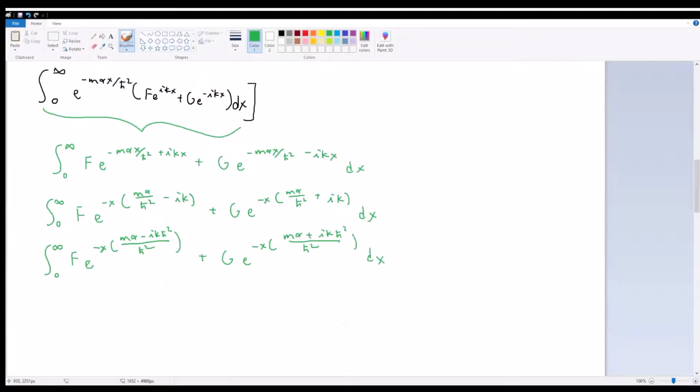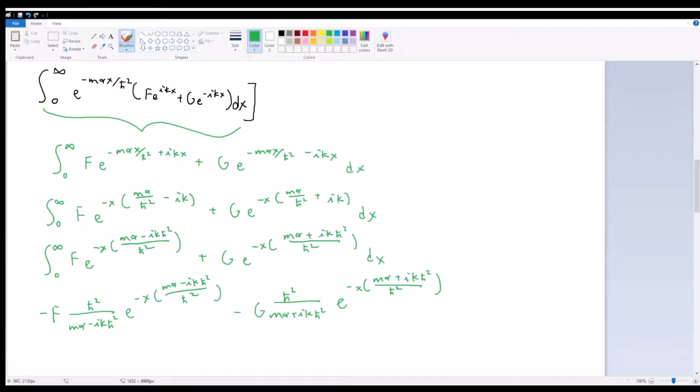Now we solve this integral. This is going to give us negative f times h bar squared over m alpha minus ik h bar squared, and then e to the negative x times m alpha minus ik h bar squared divided by h bar squared. And then we have minus g times h bar squared over m alpha plus ik h bar squared, and then e to the negative x times m alpha plus ik h bar squared divided by h bar squared.